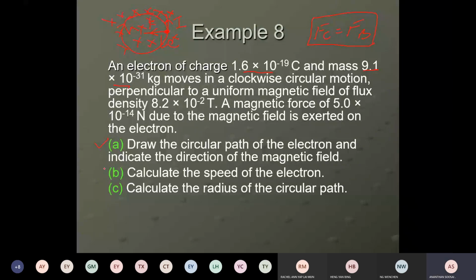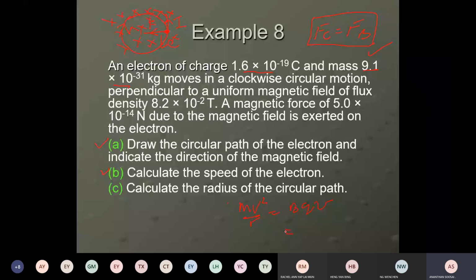Now do the B. Calculate the speed of the electron. How are you going to calculate the speed of the electron? The original idea is, Fc equals Fb could help you find the answer. So mv squared over r should be equivalent to Bqv.